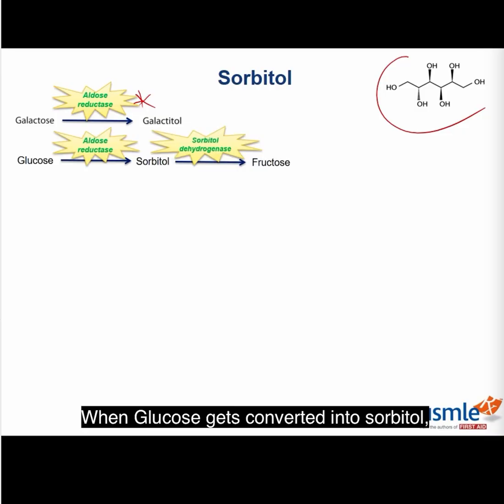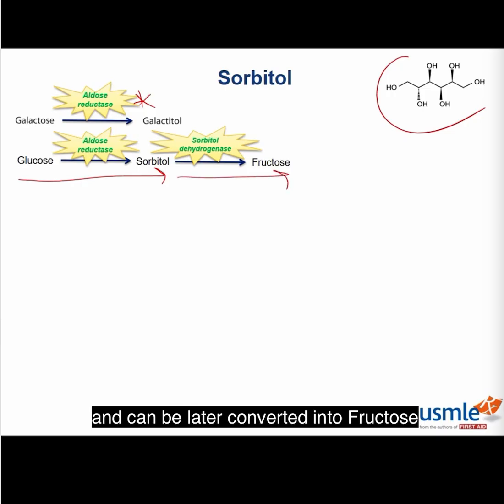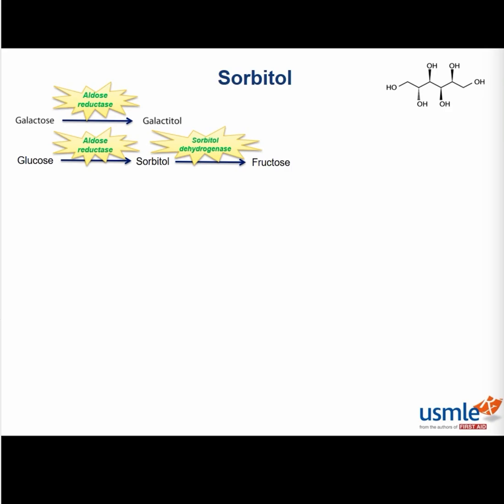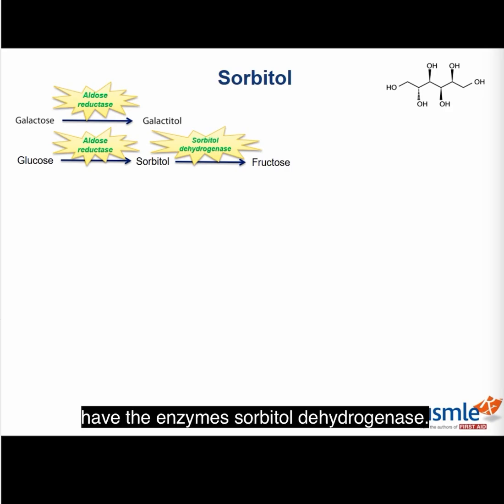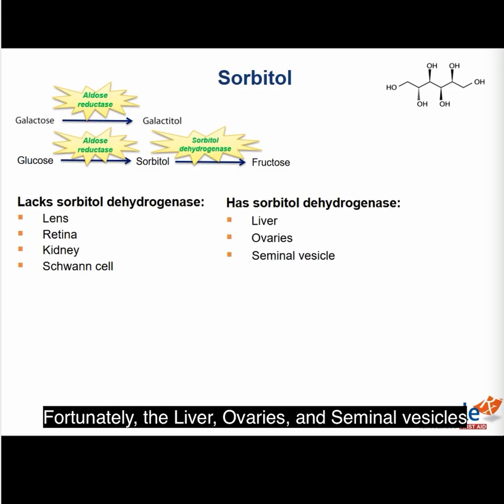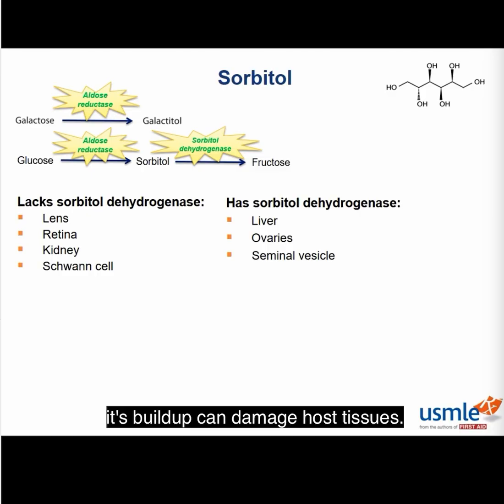When glucose gets converted into sorbitol, it becomes trapped inside of cells and can be later converted into fructose via sorbitol dehydrogenase. So not all cells in the body have the enzyme sorbitol dehydrogenase. Fortunately, the liver, ovaries, and seminal vesicles contain both enzymes aldose reductase and sorbitol dehydrogenase, but some lack one or both of these enzymes. As you'll see throughout clinical biochemistry, whenever a metabolite gets trapped inside of a cell, its buildup can damage host tissues.